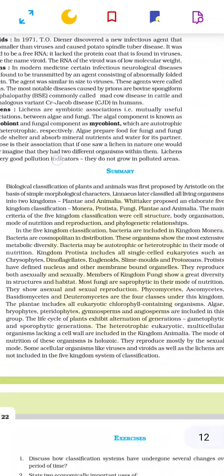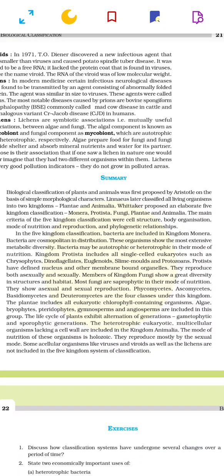Summary. The biological classification of plants and animals was first proposed by Aristotle on the basis of simple morphological characters. Linnaeus later classified all living organisms into two kingdoms, Plantae and Animalia. Whittaker proposed an elaborate five-kingdom classification: Monera, Protista, Fungi, Plantae, and Animalia. The main criteria of the five-kingdom classification were cell structure, body organization, mode of nutrition and reproduction, and phylogenetic relationship. In the five-kingdom classification, bacteria are included in kingdom Monera.